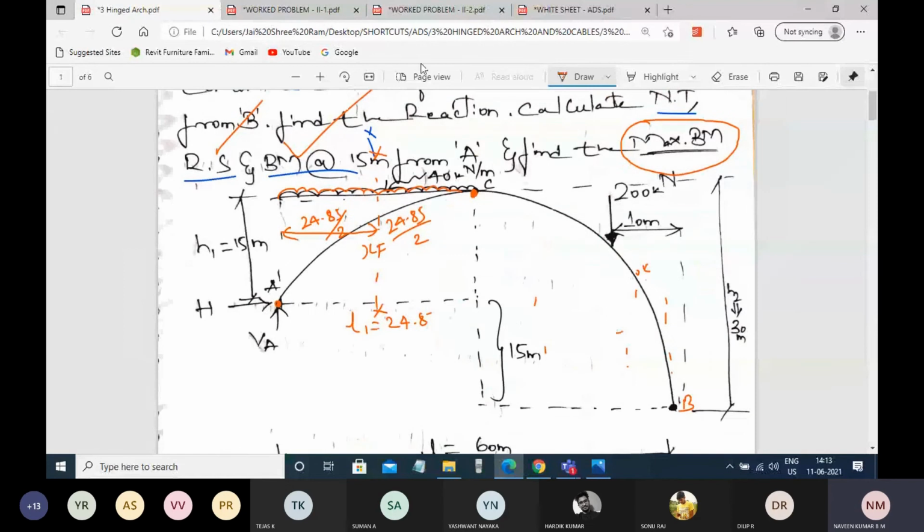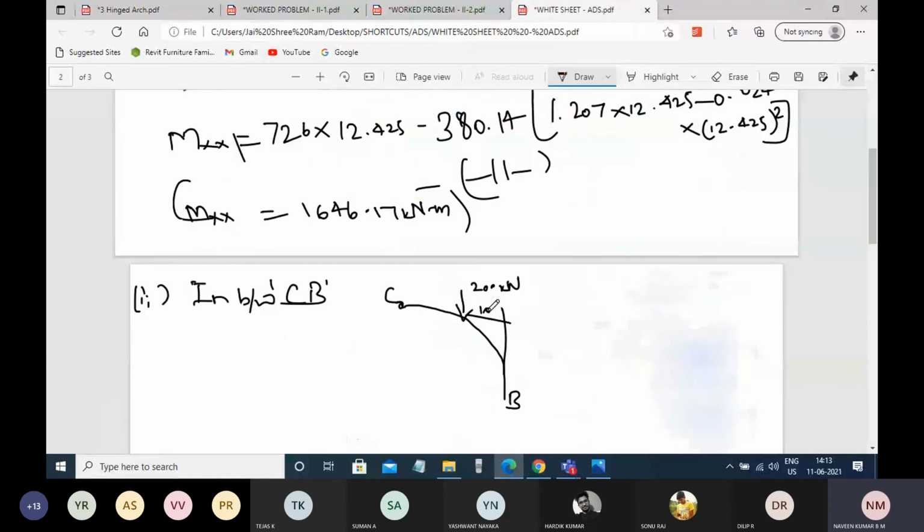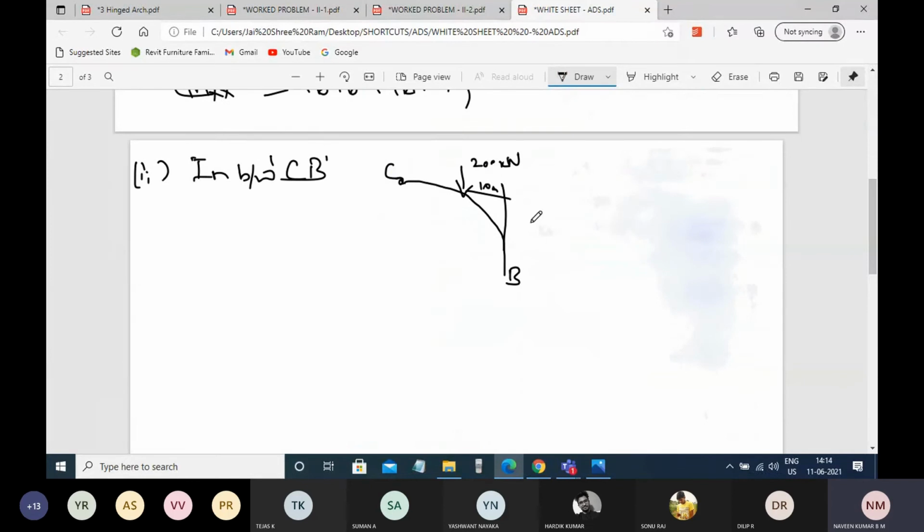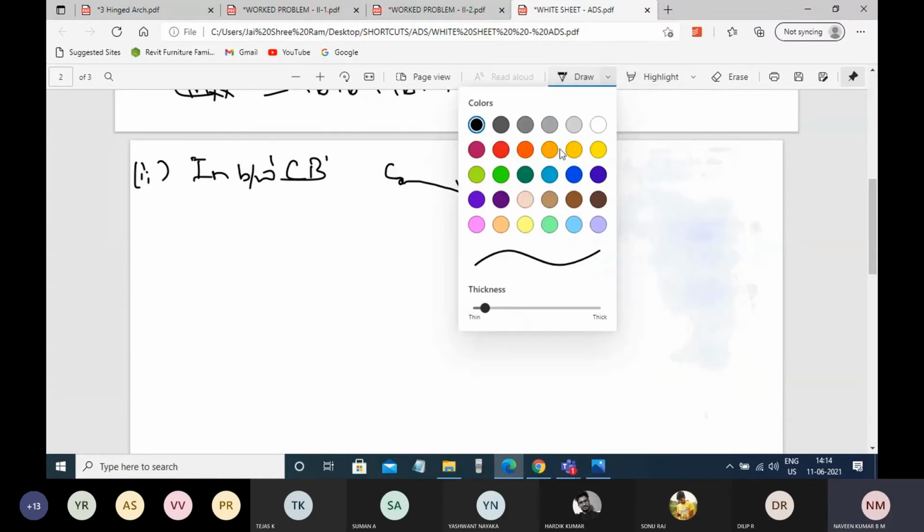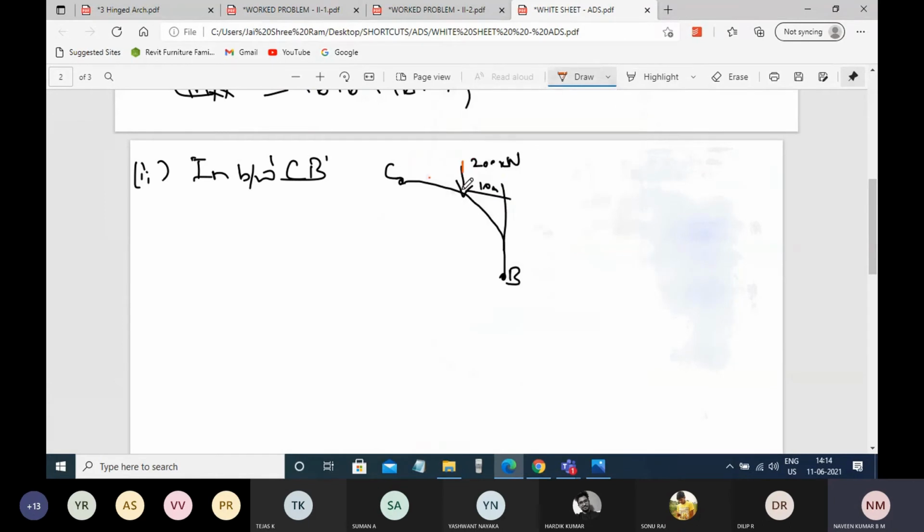Yes, 10 meter, and intensity is also 200 kilonewton, that is fine. So now in this case, what forces are acting in order to get the moment at this particular point? Let me consider the moment at this point, and we'll consider this point load as point D. Okay, so that is moment at D.